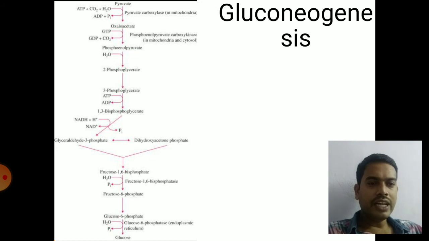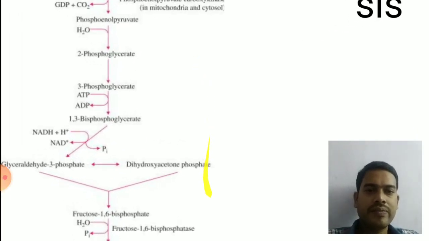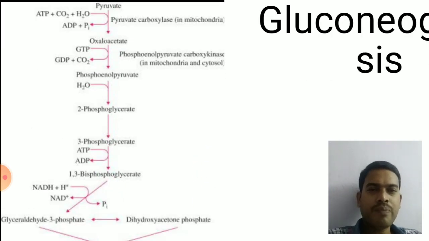So we have seen the rate limiting steps in glycolysis, which are mediated by hexokinase, phosphofructokinase, and also pyruvate kinase. These are irreversible reactions. So those reactions won't be there here. Instead of those reactions, special enzymes are present, which play an important role in the synthesis of the glucose molecule. You can clearly see what is happening here. From pyruvate, with the help of an enzyme called pyruvate carboxylase, this reaction takes place in mitochondria, where pyruvate will be converted into oxaloacetate.